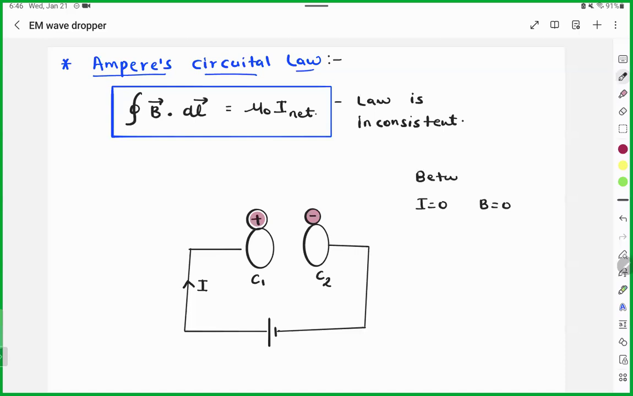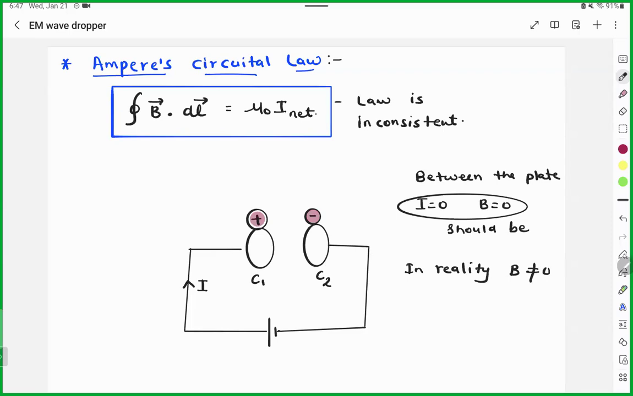I will write this between the capacitor plates. This should be zero because there is no wire. No wire means no current. But in reality, here the magnetic field is not zero. Chandana, what is the reason why the magnetic field is not zero? Because current is not zero.